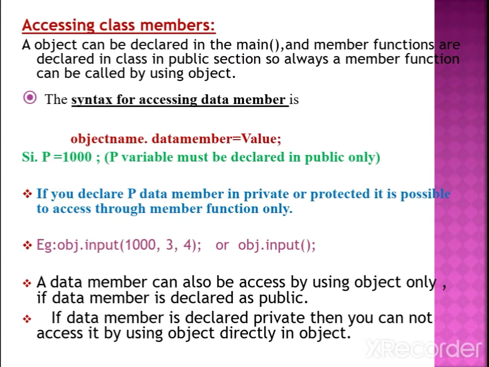See, once the required number of objects are created, we are now ready to access its members also. This is achieved by using the member access operator, that is a dot operator. An object can be declared in the main function and member functions are declared in class in public section. So always a member function can be called by using an object.